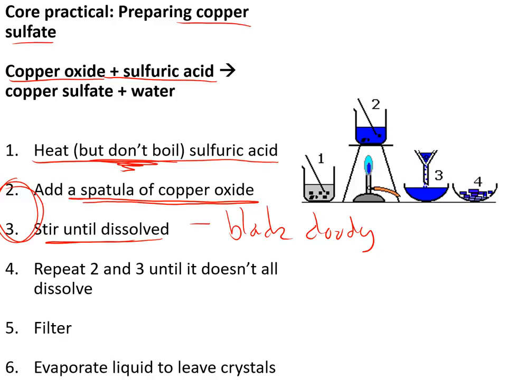To get rid of that, we filtered the solution, and then we evaporated the liquid to leave crystals. In terms of the details of that evaporation, you can see that happening up here. What you would do is heat the evaporating basin indirectly over a beaker of boiling water, remove about half of the water from the solution, and then leave it somewhere warm to dry over a few days.